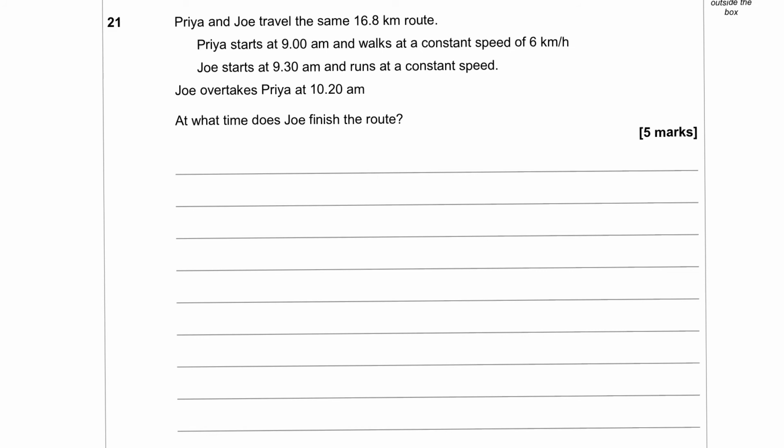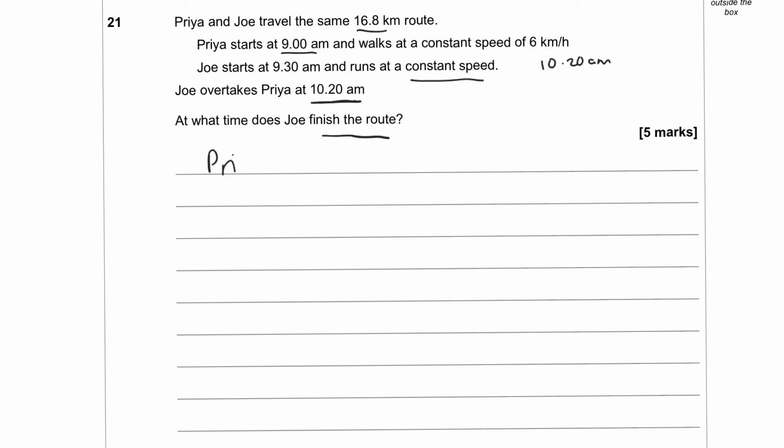So what we can figure out is, since Joe overtakes Priya at 10:20 in the morning, we can work out the distance that Priya has traveled from 9 a.m. up to 10:20. Because at that point he overtakes her, he would have traveled the same distance. Then by knowing his distance at 10:20 a.m., we would know his speed, and by knowing his speed, we can work out what time he finishes. So let's work it out bit by bit.